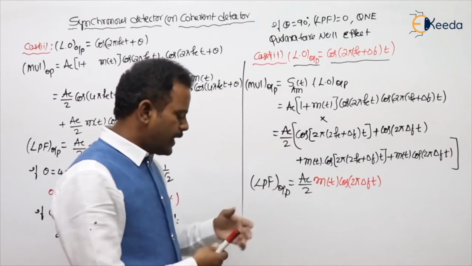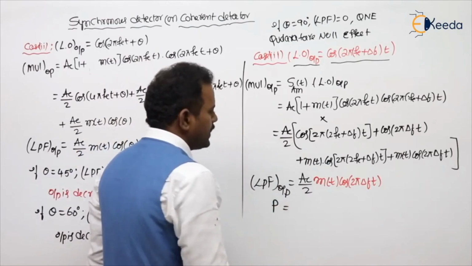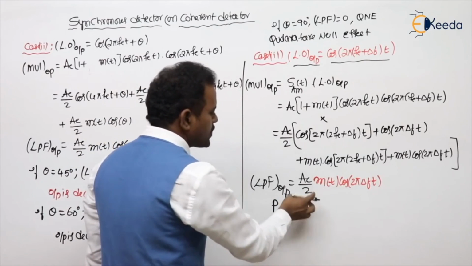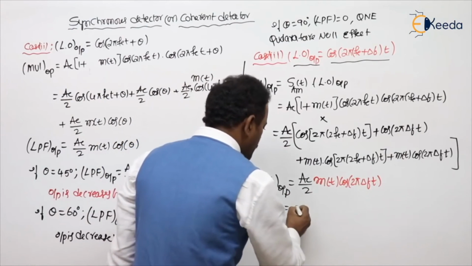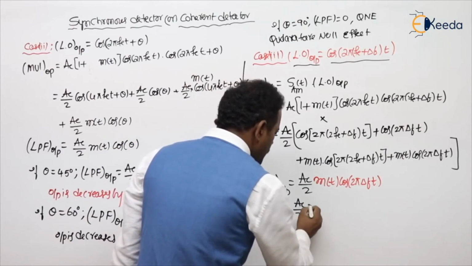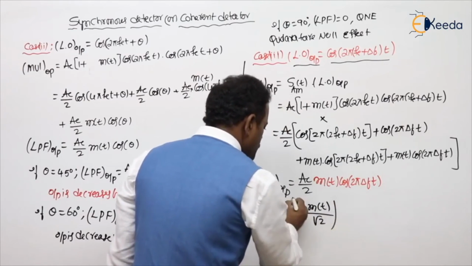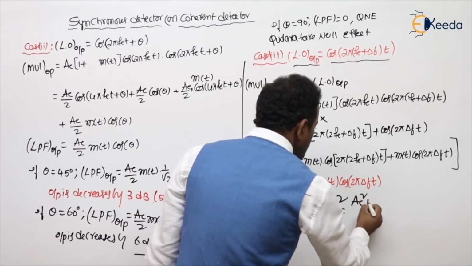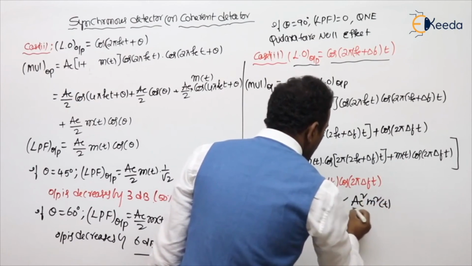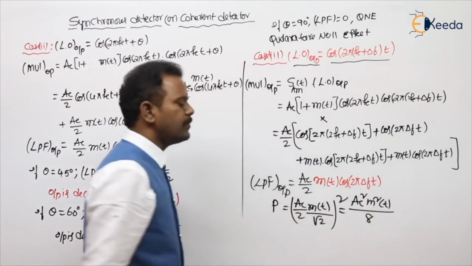Now here calculate the power. How are we calculating the power? A cos term is there, so RMS value whole square. What is the RMS value? Take amplitude, divide by root 2. So Ac by 2 m of t amplitude divided by root 2 is the RMS, squared, into 1 by R, let's take R as 1. So Ac square m square of t by 2 square, 4, 4 2s are 8.